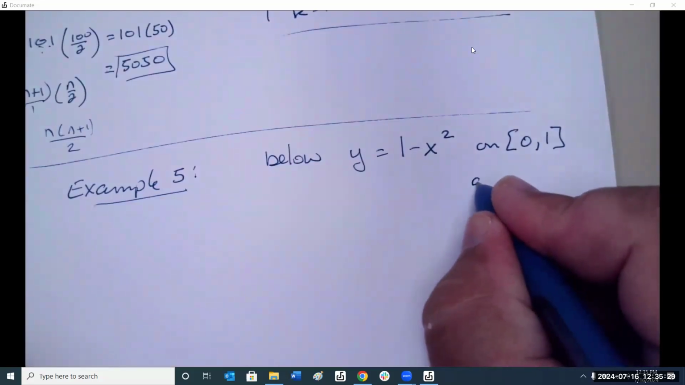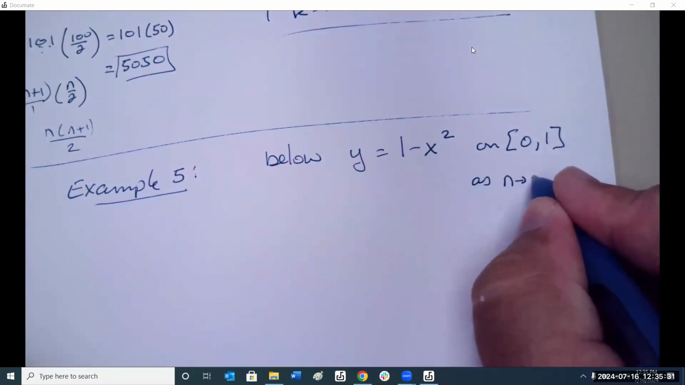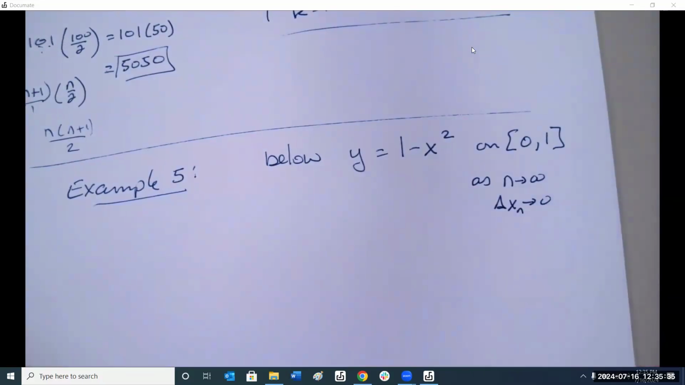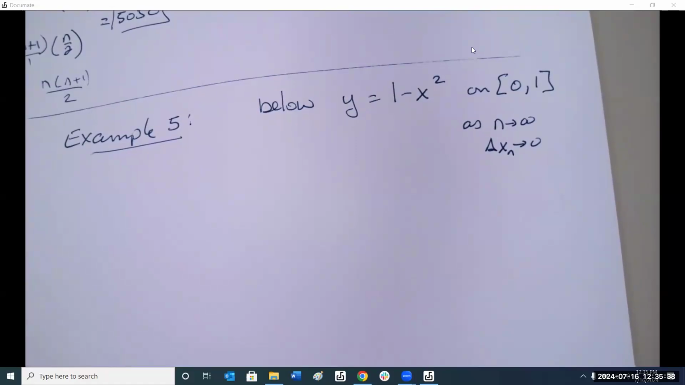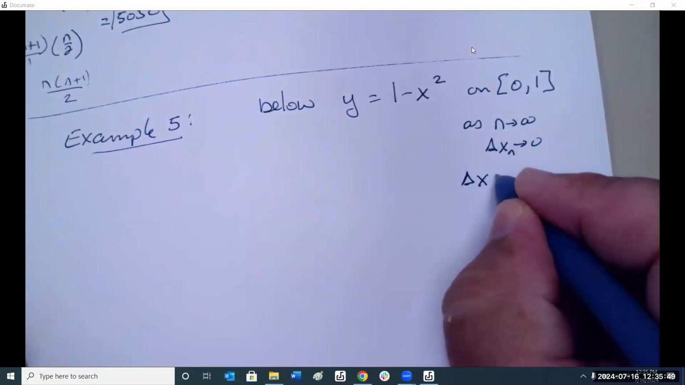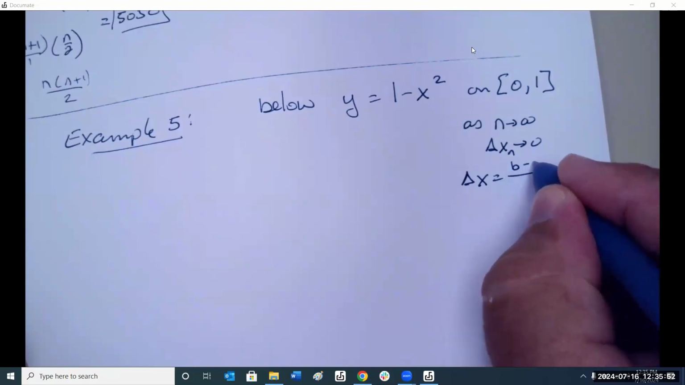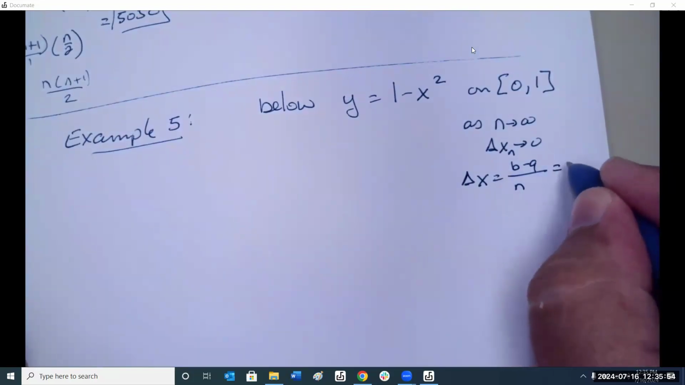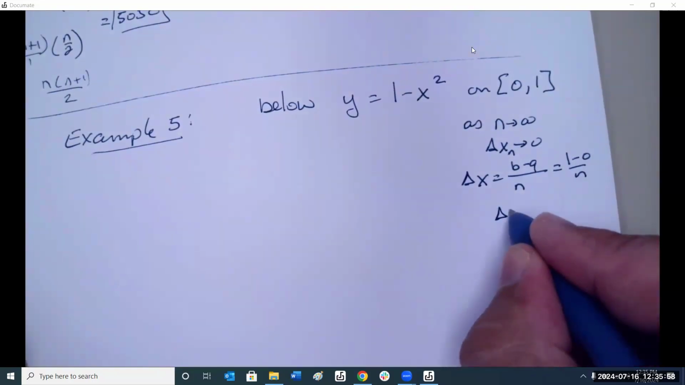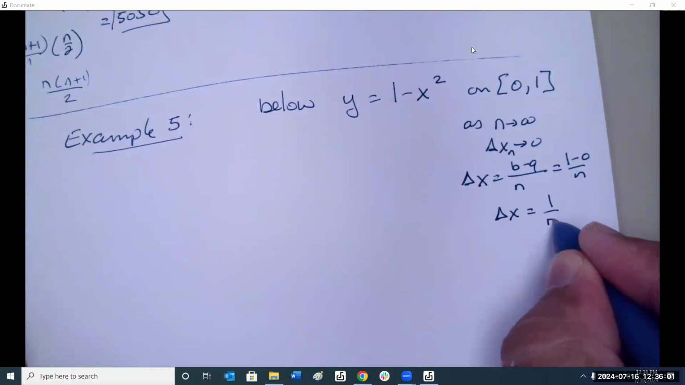So as n goes to infinity, delta x goes to 0. That's what it's saying. So what is delta x? Remember, delta x is always b minus a over n. 1 minus 0 over n. So delta x is equal to 1 over n.